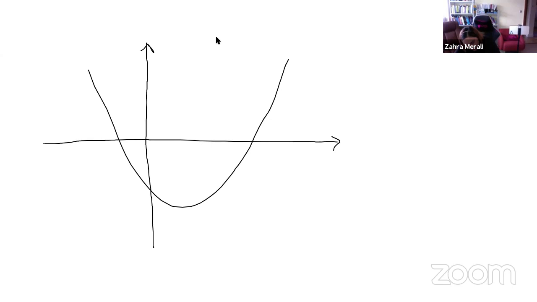What are all these bits called? Where it crosses the axes here, these pink bits are called my roots. So this is the point at which y equals 0. So this is when you solve a quadratic, the answers you get. This bit here is your y-intercept. So it's essentially your plus c.